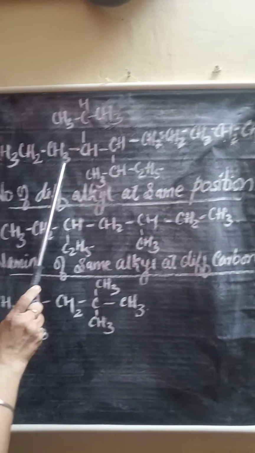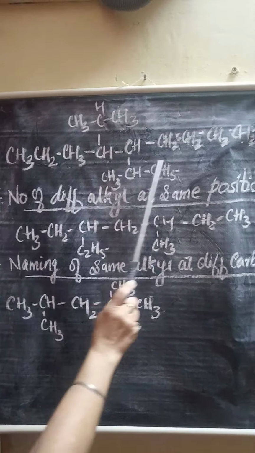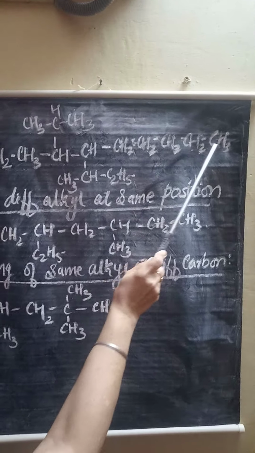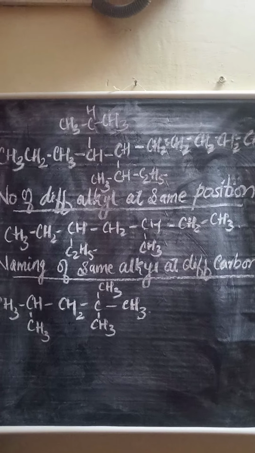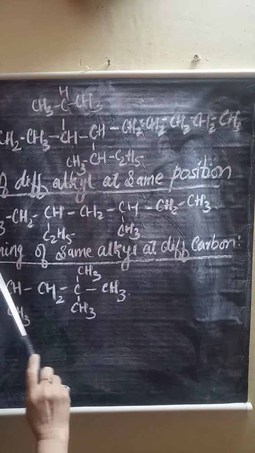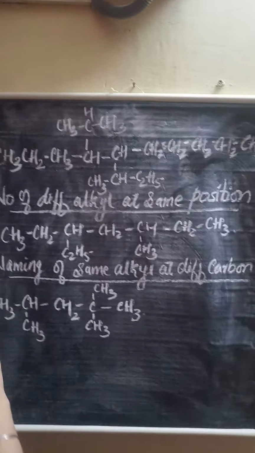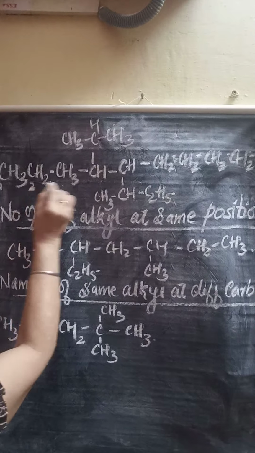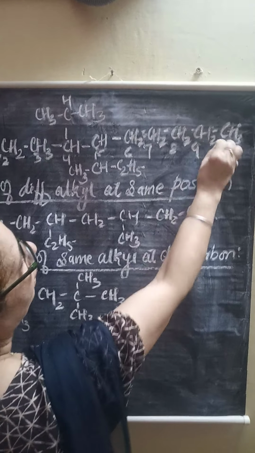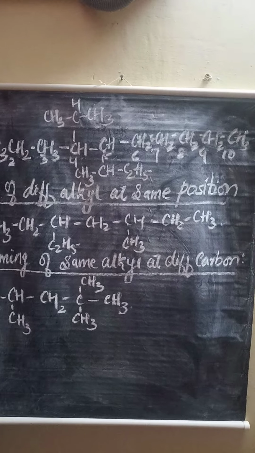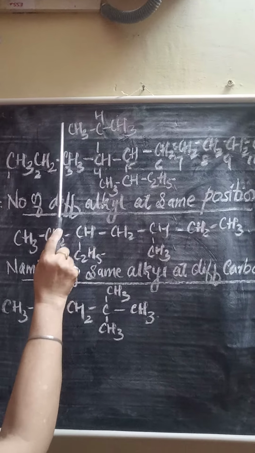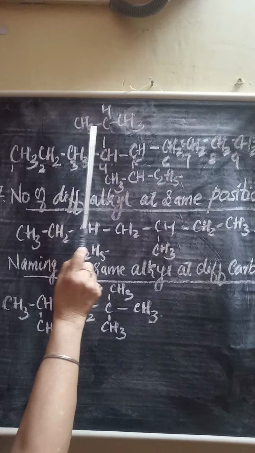With that, we will see the example here. This is the longest chain I have written here. 1, 2, 3, 4, 5, 6, 7, 8, 9, 10. A 10 carbon chain is there. That means we are talking about decane. Okay, decane means 10 carbon chain. Now in this, we number 1, 2, 3, 4, 5, 6, 7, 8, 9, 10. To the fourth carbon, the alkyl group which is attached is an iso group or secondary.